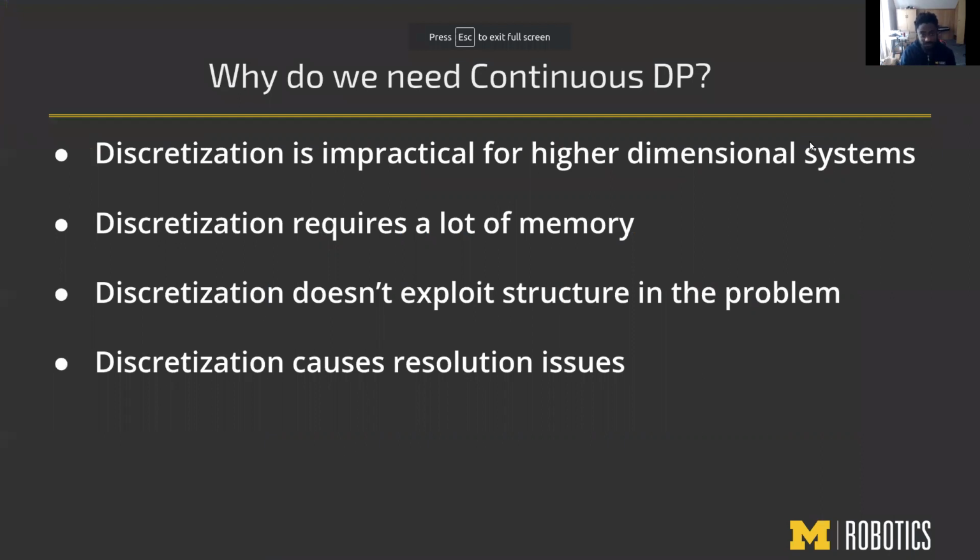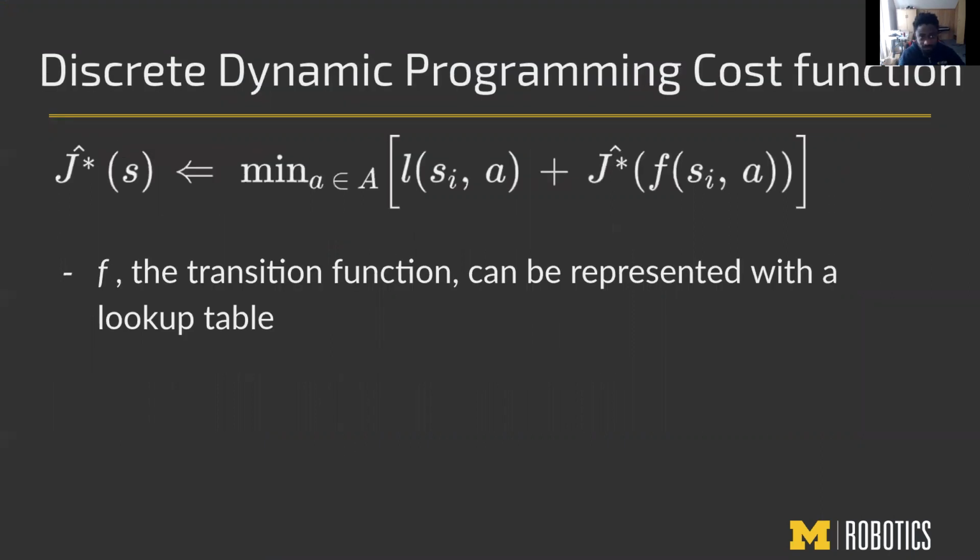So we need continuous dynamic programming to tackle all these issues. Just a recap of how we did dynamic programming in the discrete systems. We came up with this equation, which is the optimal cost to go. J star is the optimal cost to go, and the optimal cost to go from every state is the cost it takes for the agent to move from its current state to its goal state. Or you could also call it the value function. That's what people in reinforcement learning call it.